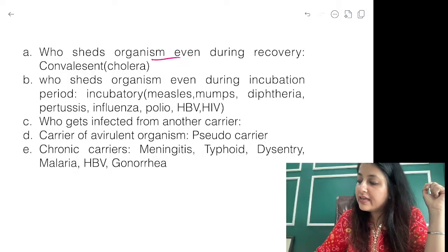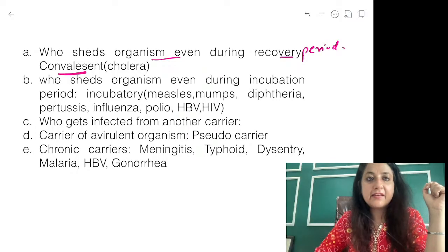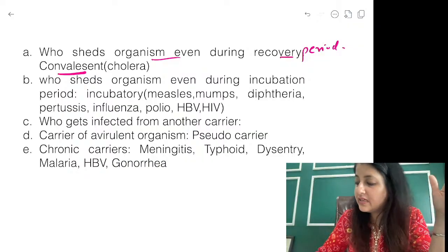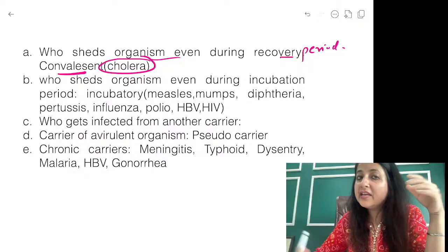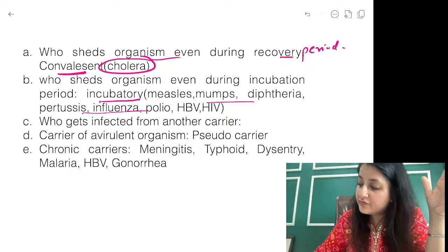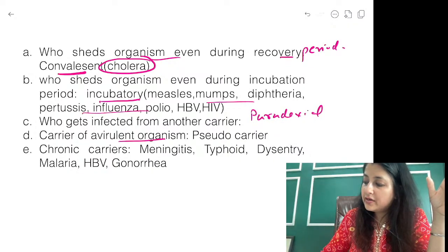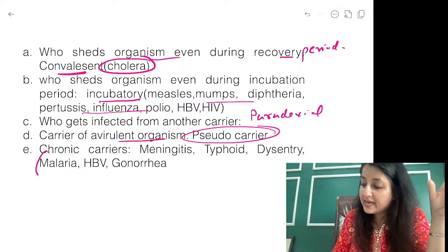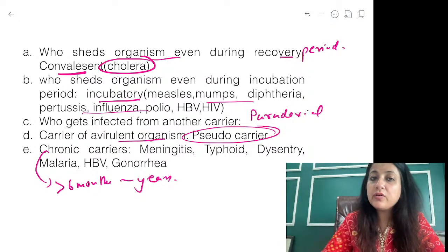The one who sheds organism during recovery period, that is convalescent carrier. ठीक है, रिकवरी में भी organism shed हो रहा है, कॉलरा में आता है ये. The one who sheds organism during incubation period, incubatory carriers. I have mentioned a lot of diseases which can do. The one who gets infected from another carrier, paradoxical carrier. Avirulent organism, pseudo carrier. Chronic carrier sheds the organism for more than 6 months to years. Alright, so you can just note this.